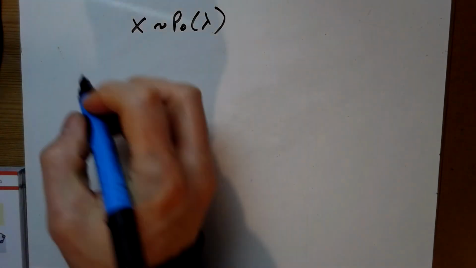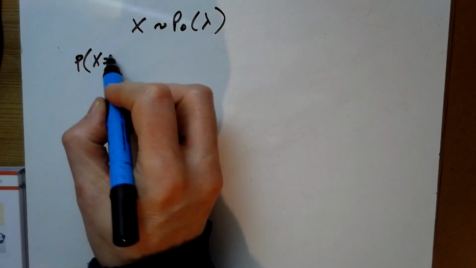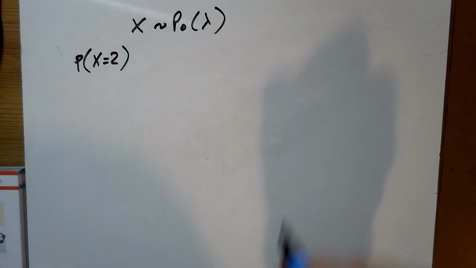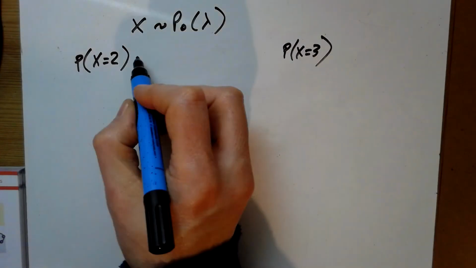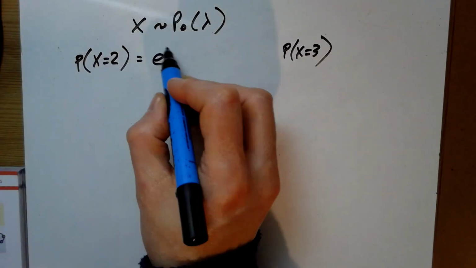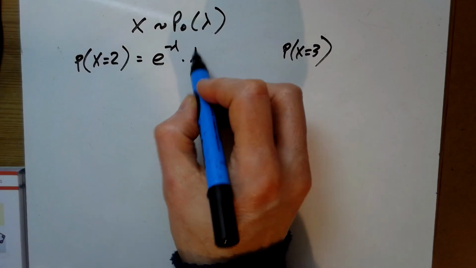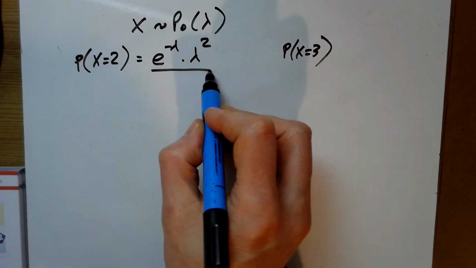Told you you're going to need that formula, didn't I? Because this time you don't know what lambda is. You've been told that the probability that x is equal to 2 and the probability that x is equal to 3 are both the same. So the formula is e to the minus lambda times lambda to the x, which here is 2, over 2 factorial.